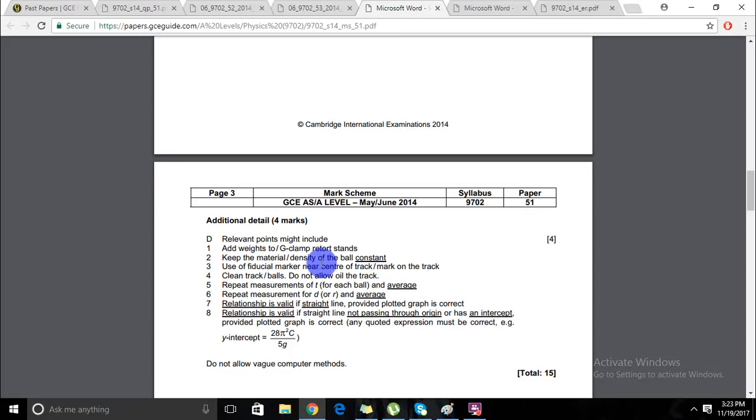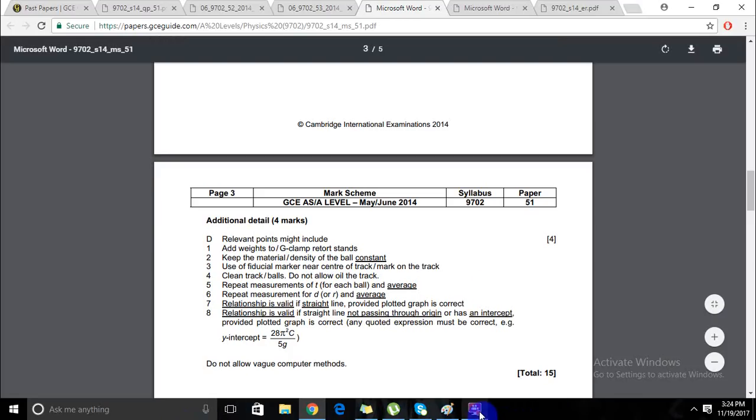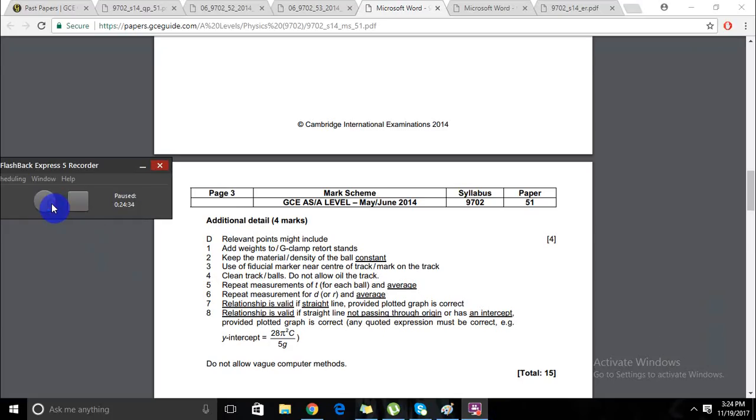This is obvious. I'm really unhappy that I missed this out. Use a fiducial marker near the center of the track. I mentioned this sort of when I said that the trajectory ought to be constant. We should have a clean track and ball for friction reduction, because otherwise it would dampen the oscillations.